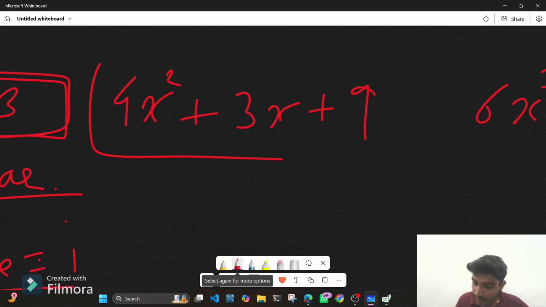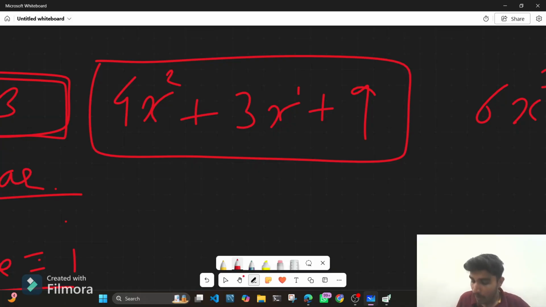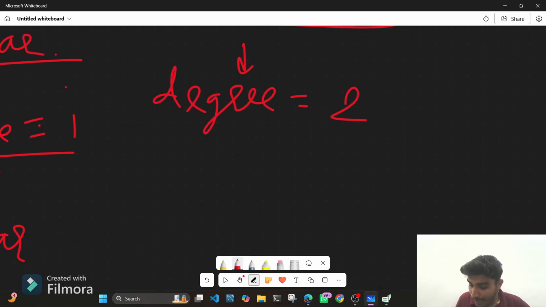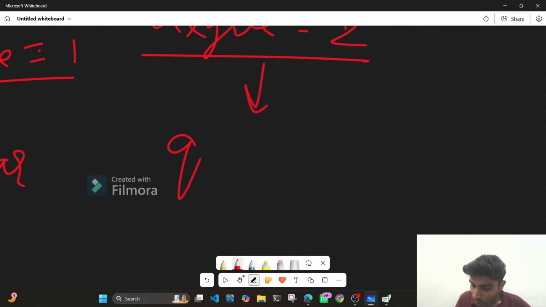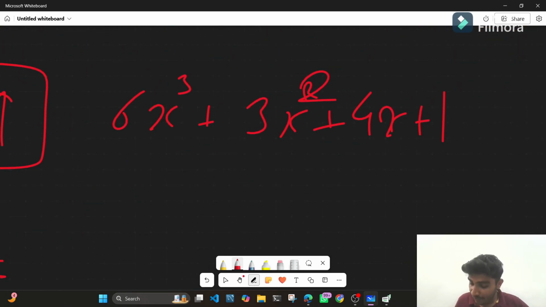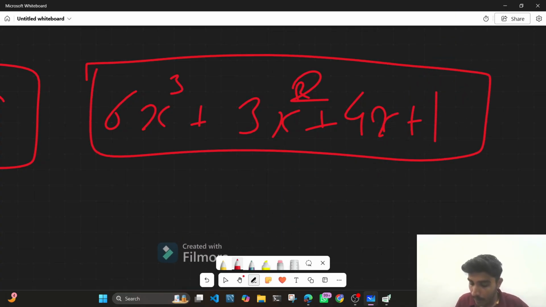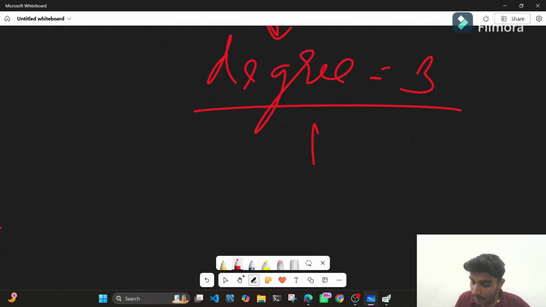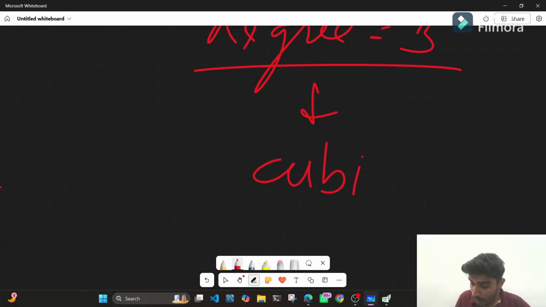Now moving on to the next example, here the power of x is 1 and here the power of x is 2. So the highest power in this expression is 2, and the degree of this expression is 2. The expression that has a degree of 2 is called a quadratic polynomial. Next, in this example, the highest power of x is 3. So the degree of this polynomial is 3, and it is called a cubic polynomial. I hope this is clear.